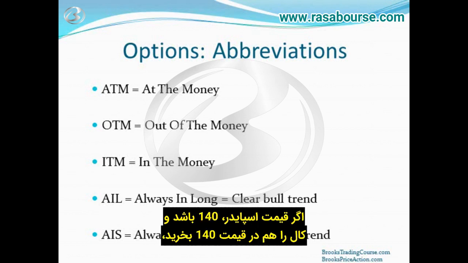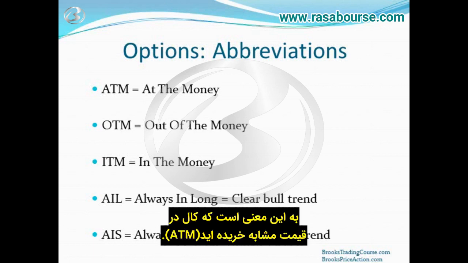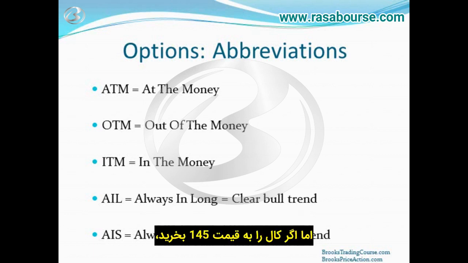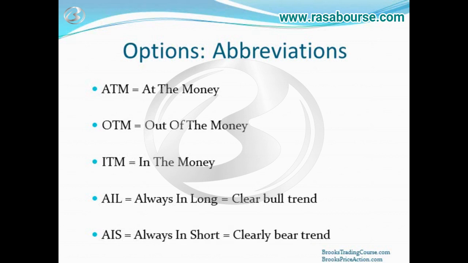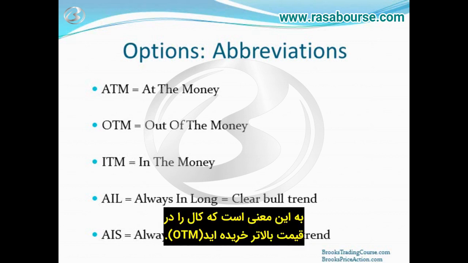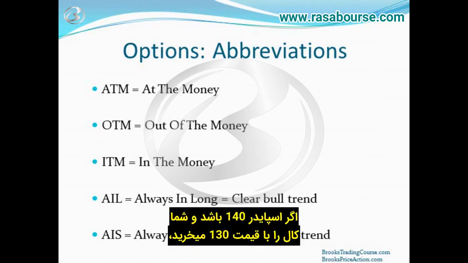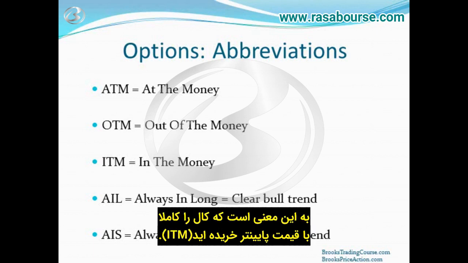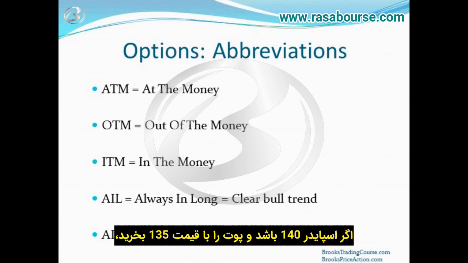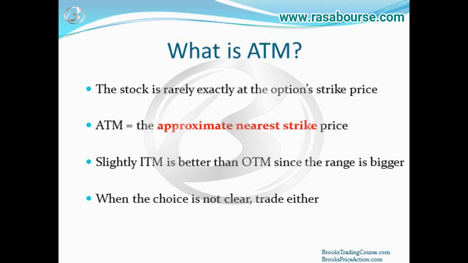If the spider is at 140 and you buy the 140 call, you're buying at the money. If you buy the 145 call, you're buying an out-of-the-money call. If the spider is 140 and you buy a 130 call, you're buying a deeply in-the-money call. If it's at 140 and you're buying a 135 put, you're buying an out-of-the-money put.